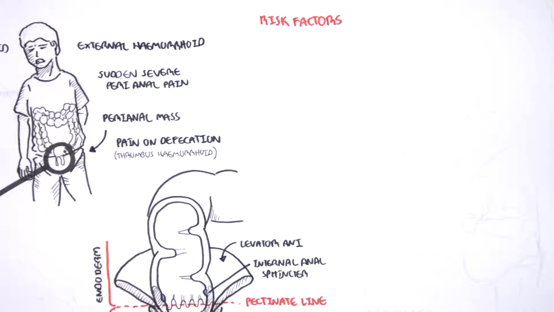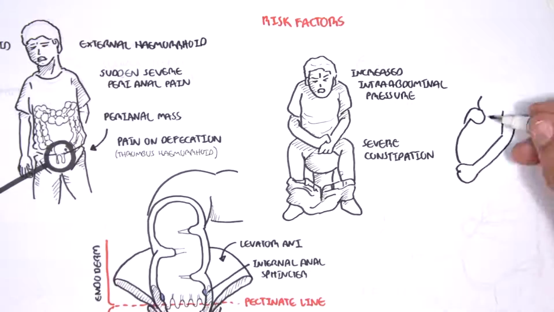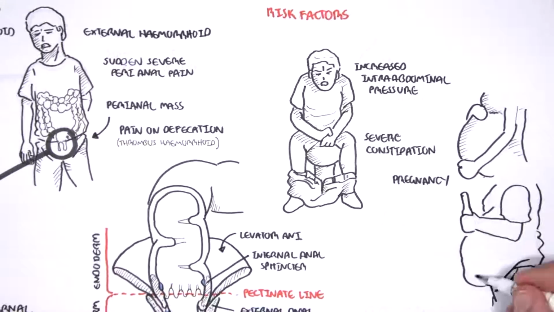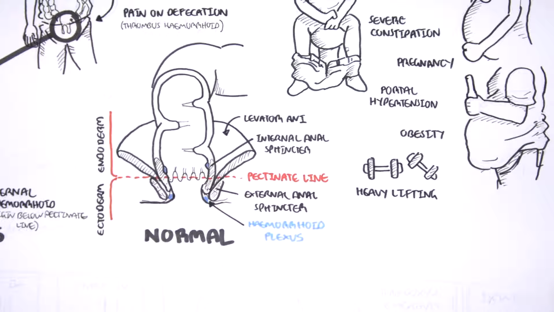The risk factors for developing hemorrhoids include increased intra-abdominal pressure, severe constipation, pregnancy, obesity, portal hypertension, and heavy lifting. All of these essentially cause some form of increase in intra-abdominal pressure, which means more pressure within the abdominal cavity. When you have more pressure, the veins must overcome this pressure as they drain back through the abdominal cavity. And because there's so much pressure in the abdominal cavity, these veins enlarge. And the veins being, in this case, the rectal veins, they enlarge.